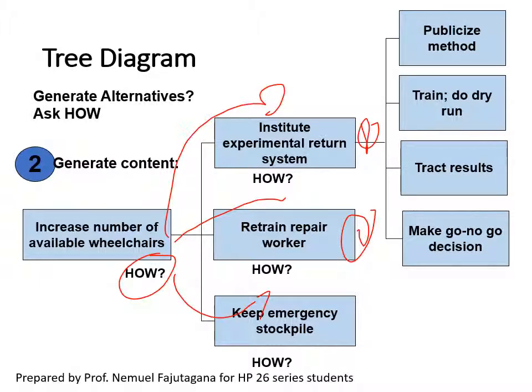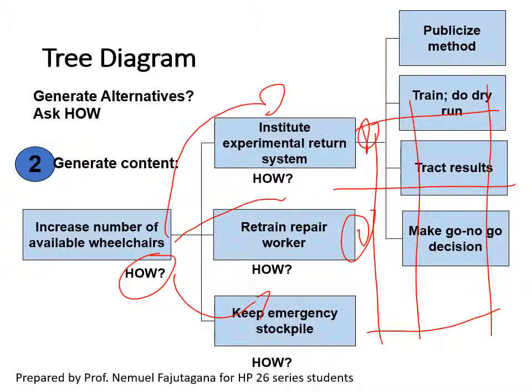Diba, ito tatlo eh. Keep emergency stock file. Retrain repair worker. Institute experimental return system. Now, you still need to do a matrix for this. Ano to? Based on fund requirement, expertise, sort of thing, right? You need to still run a decision matrix at the end of the day. Okay?